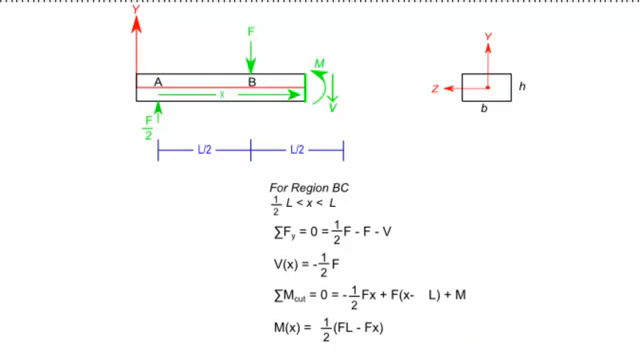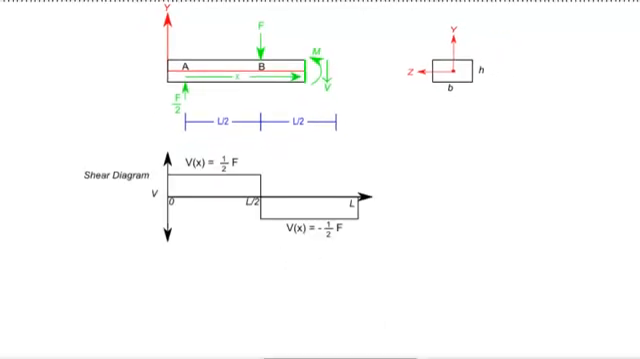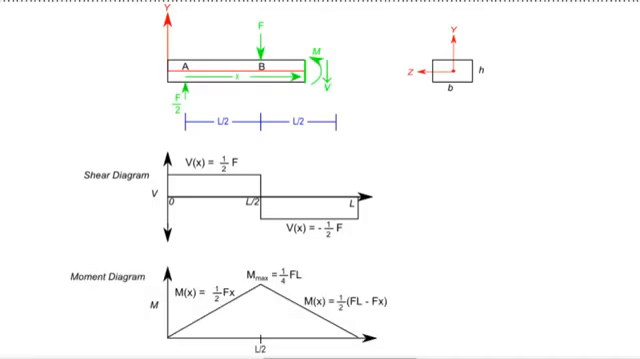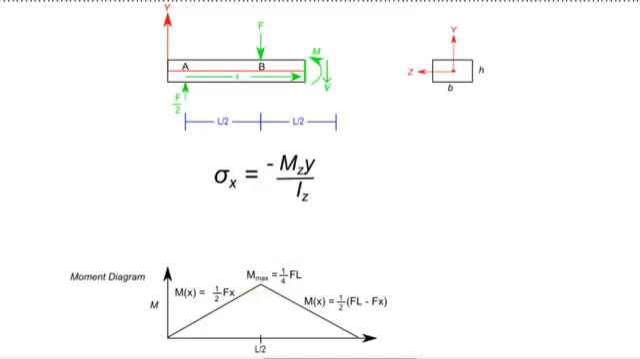Now, an easy way to summarize these results is to present them in the form of shear and moment diagrams. Once in this form, it is easy to identify where the maximum moment occurs, and as a result, where the maximum bending stress will occur. Using the bending stress equation, and the knowledge that the x-axis runs through the centroid of the cross-section, we know that the maximum stress occurs at the top and bottom surface of this beam.